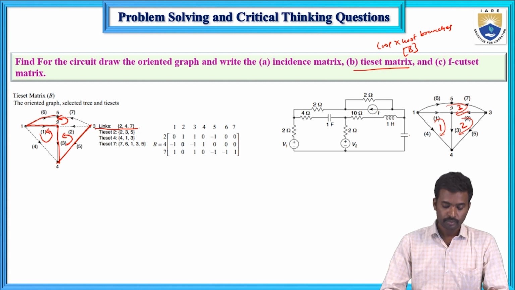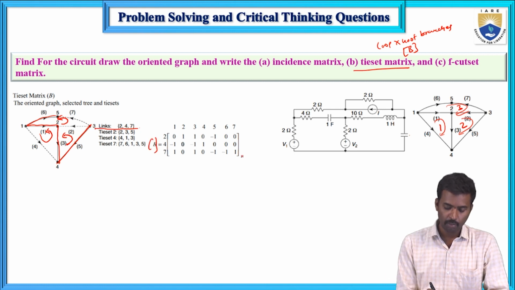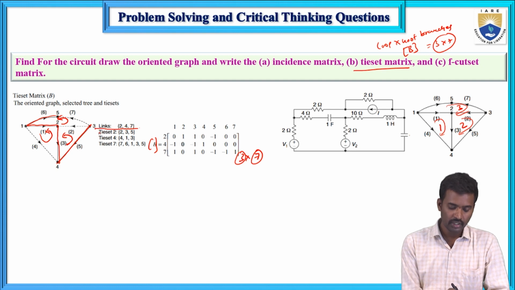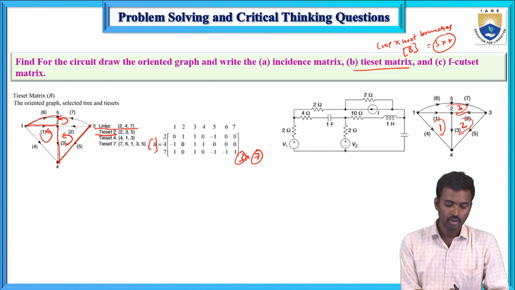Now for this B matrix, how many branches are there? Here 7, and the number of loops is 3. So 3 by 7 is the matrix size. Here I am considering tie-set 2, this one, which is 2.